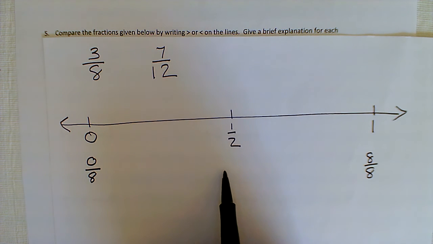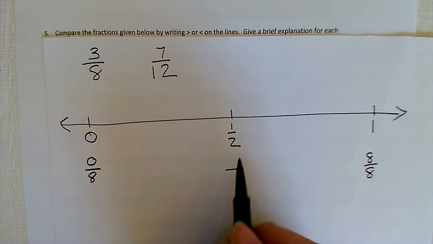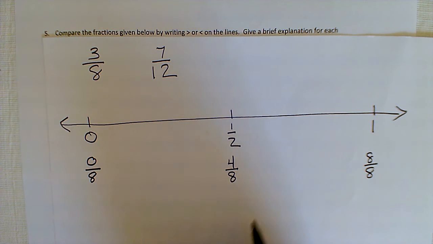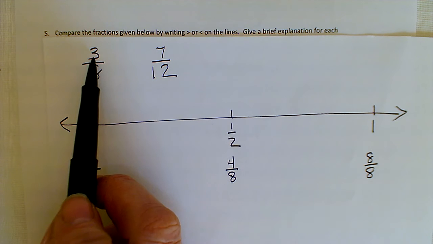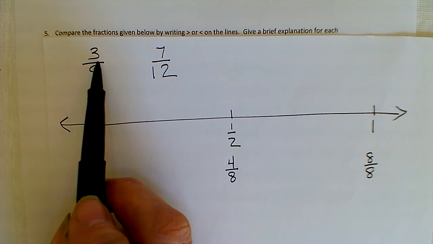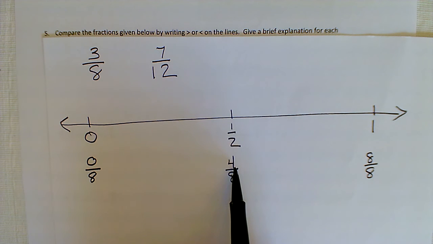Okay, so now let's look at the half. If I have a half, what is half of 8? Well, half of 8 is 4. So now I know that 4/8 is equivalent or equal to 1/2. So now I know that 3/8 is 1/8 less than 4/8.